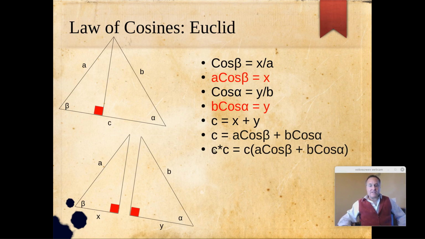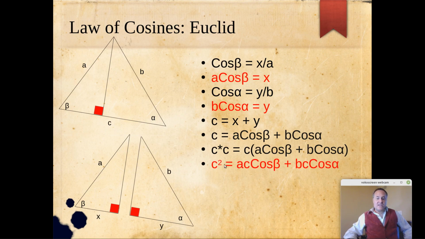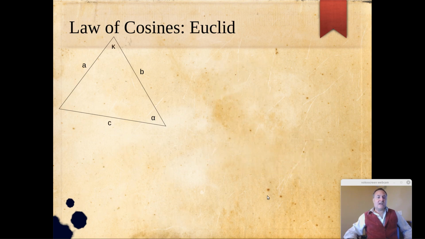So what I have here is C times C is C squared, and I'm going to distribute this C into the parentheses, and what I get is C squared equals AC cosine beta plus BC cosine alpha. That's just the C multiplied in here and here using the distributive property. This is an important formula, and I want to remind you that the square of C is equal to these two values summed together, AC cosine beta plus BC cosine alpha. All right, that's C squared. Now on to the next slide.